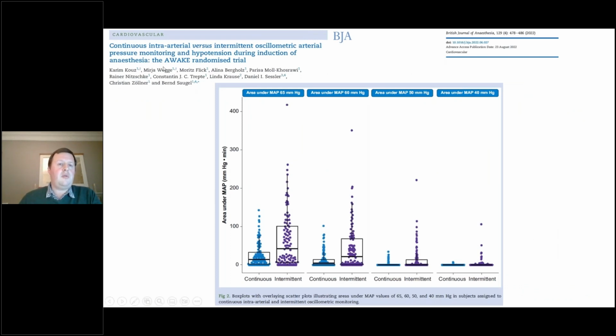This study, the AWAKE randomized control trial, which was performed in a single center in Germany, came out last year, and it's no surprise that if you put an arterial line in pre-induction, get continuous blood pressure monitoring, your dips under your desired mean arterial pressure are shorter and less severe than if you have a non-invasive blood pressure cuff. But what else might be coming?